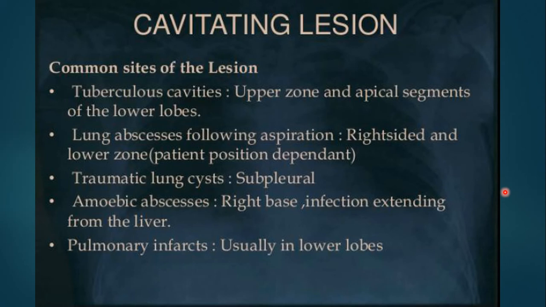What about trauma? Traumatic lung cyst, trauma can result in cyst formation. Since trauma occurs almost always from the periphery, the lesions or the cyst will be subpleural in location. What about amoebic abscess? We have amoebic abscesses. They most commonly come from the liver. They erode through the diaphragm into the chest, and the liver is on the right side. So the amoebic abscesses are more commonly seen in the right lung base because they come from the liver through the diaphragm. Pulmonary infarcts, more commonly in the lower lung lobes.